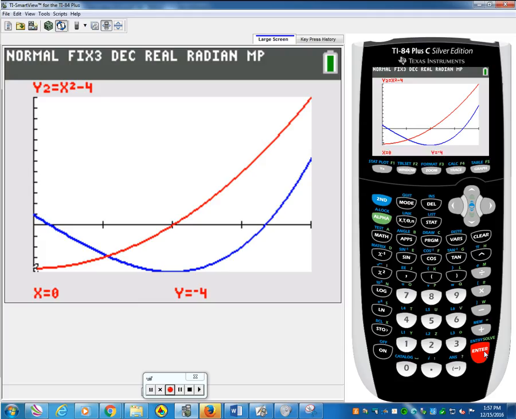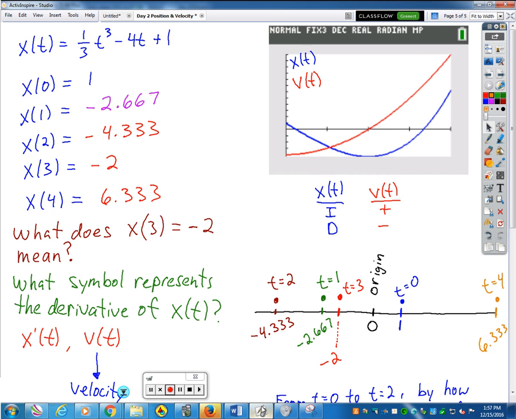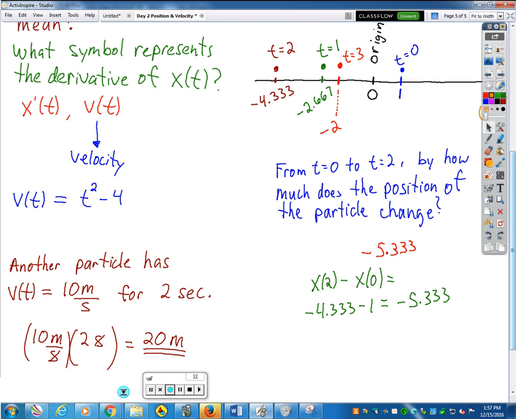The velocity of the particle is -4. Look at the board, focus. We figured out earlier that between time equals 2 and time equals 0, the particle's position changed by this amount. Give me 1 or 2 if that still makes sense to you.